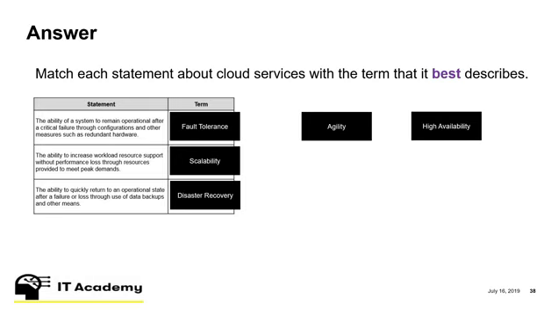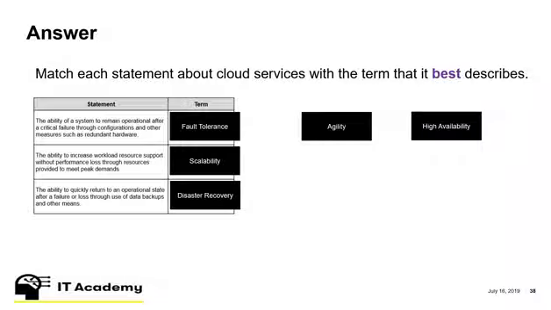The ability to quickly return to an operational state after a failure or loss through the use of data backups. That's disaster recovery, isn't it? That's not about tolerance. That's not about high availability. It's saying when it's gone bang, when it's gone offline, we need to get things back as quickly as possible. That's what disaster recovery is all about.